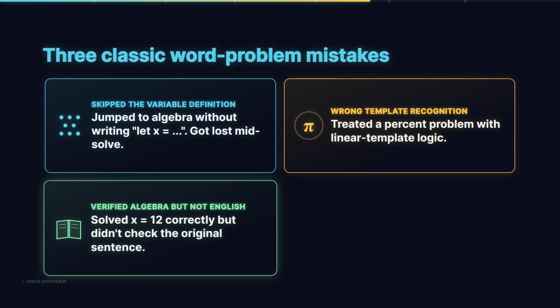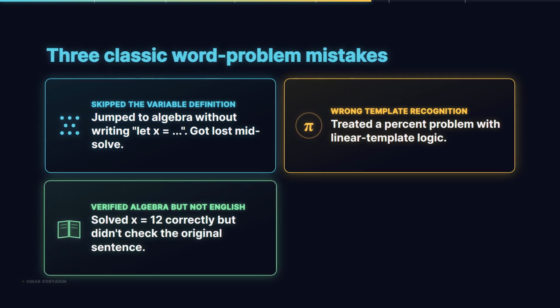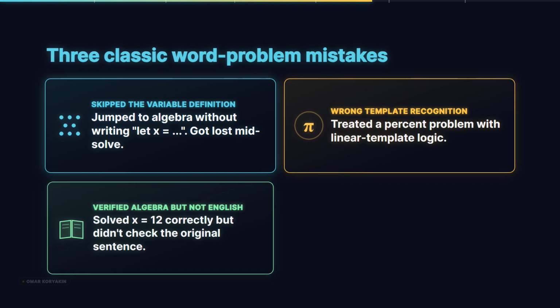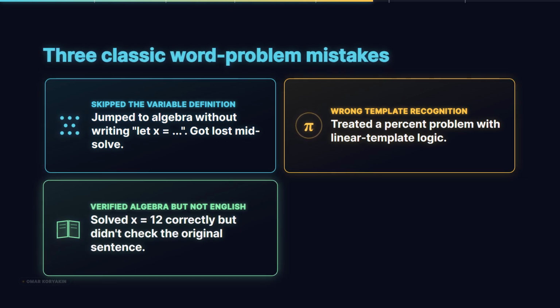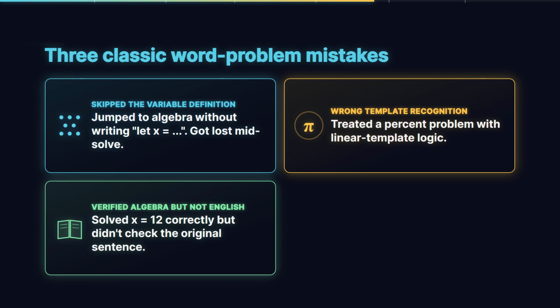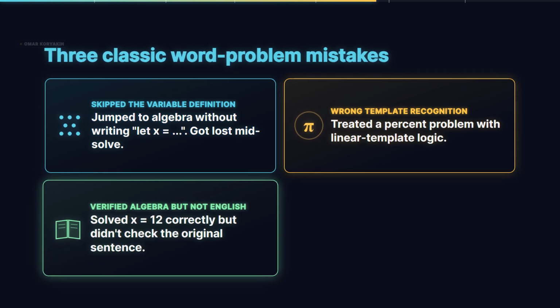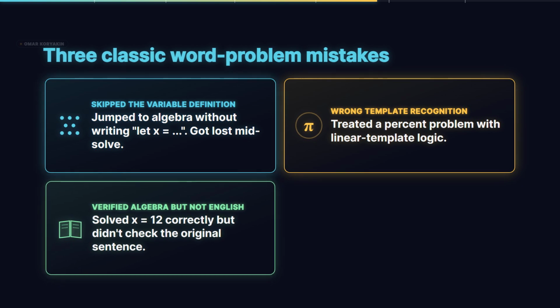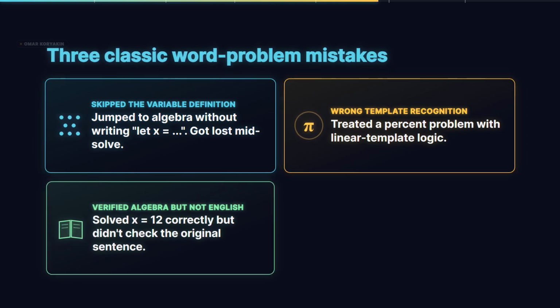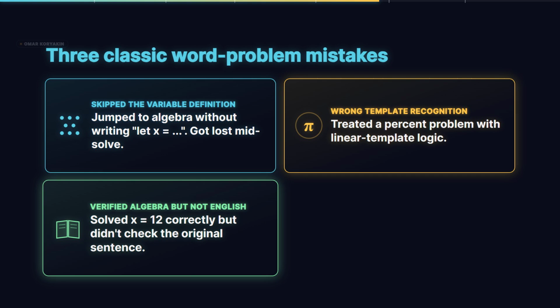Third mistake, verifying the algebra correctly but never checking the answer against the original English description. A student solves an equation and gets x equals 12, double checks the algebra arithmetic, and submits 12 as the final answer without ever rereading the original problem.